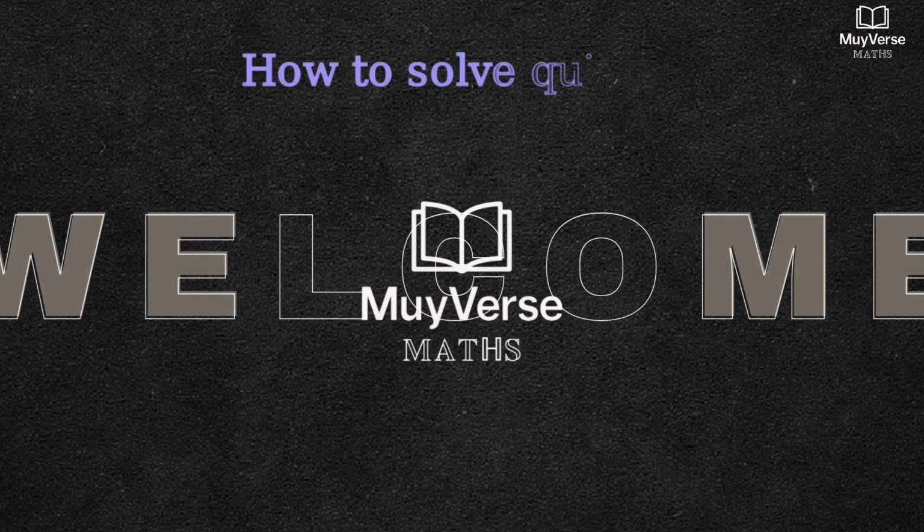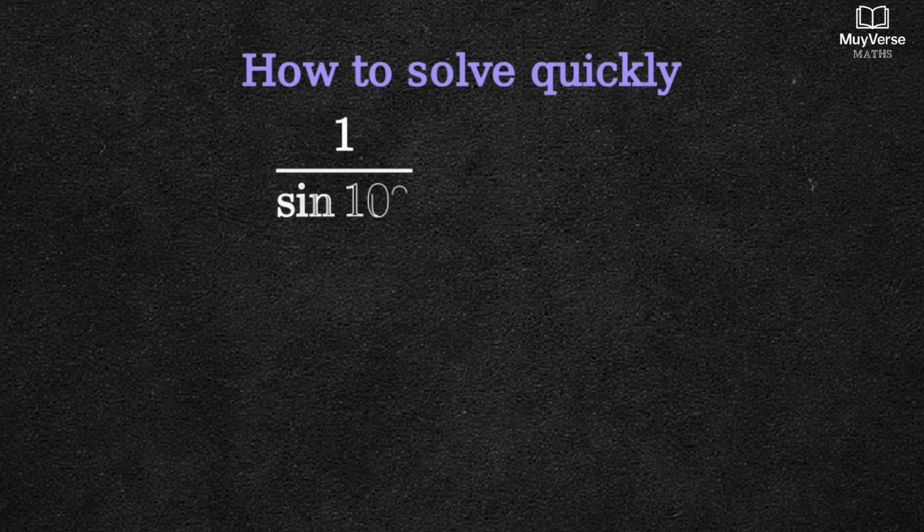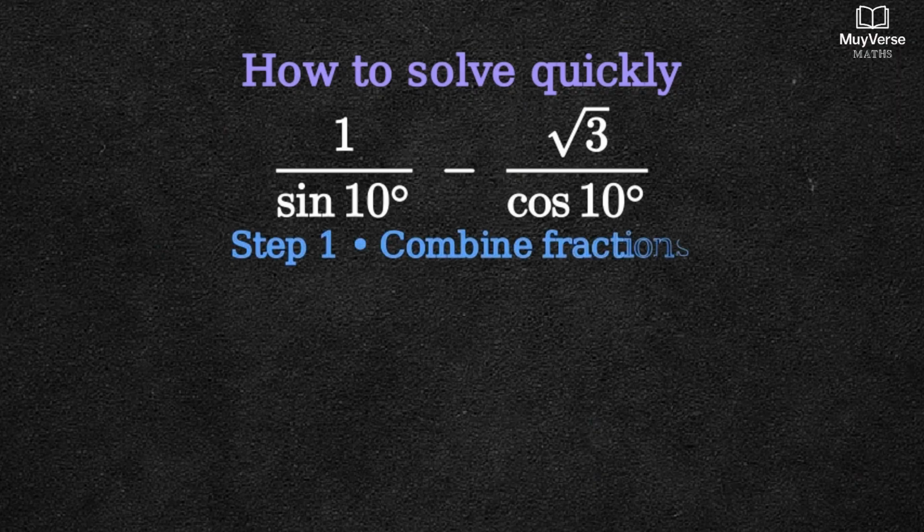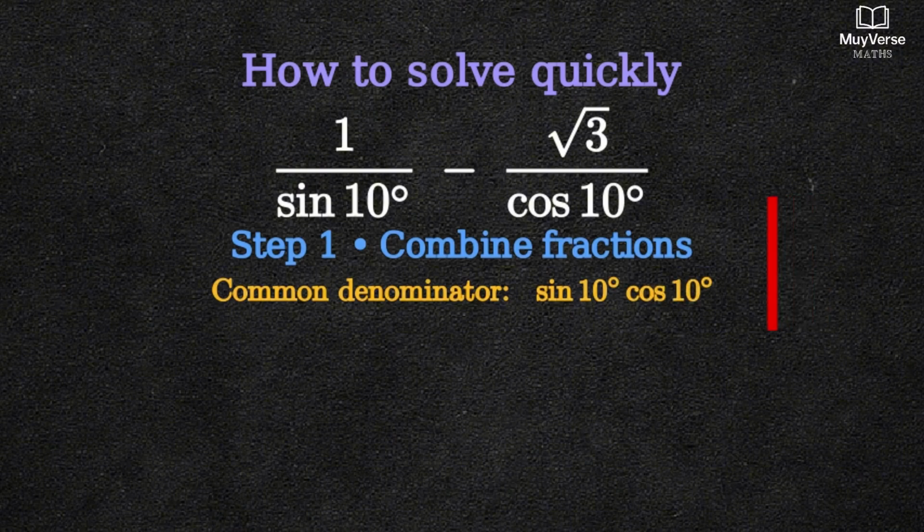Quick, clean, and intuitive solution. We will evaluate 1 over sine 10 degrees minus square root 3 over cosine 10 degrees. Step 1. Combine the fractions with a common denominator. Sine 10 degrees times cosine 10 degrees.